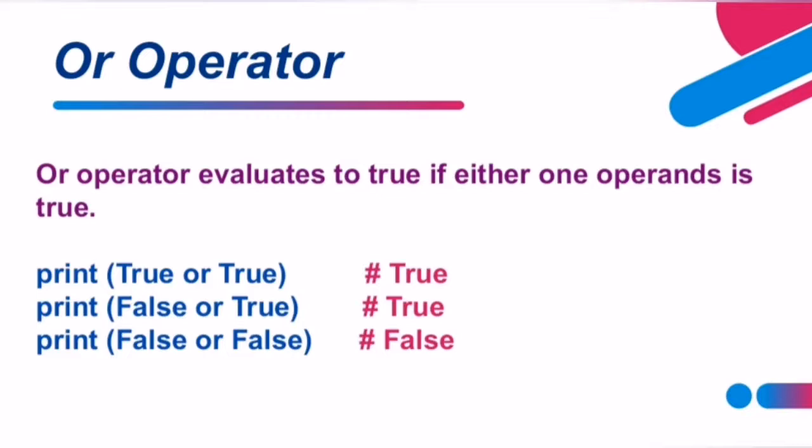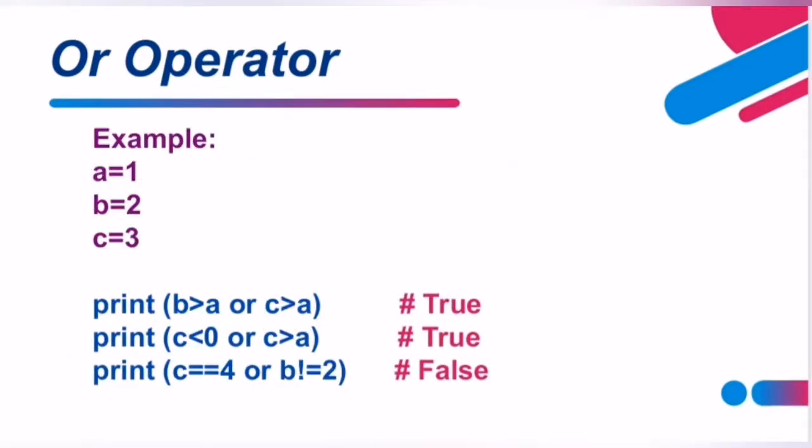Third print statement, you can see both the operands, both the expressions are false. So here false will be the output. Let's try one more example. There are three variables a, b, c and the values are 1, 2 and 3. So print b greater than a or c greater than a. So this is true. Why?